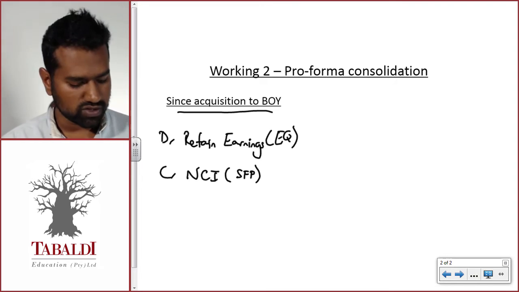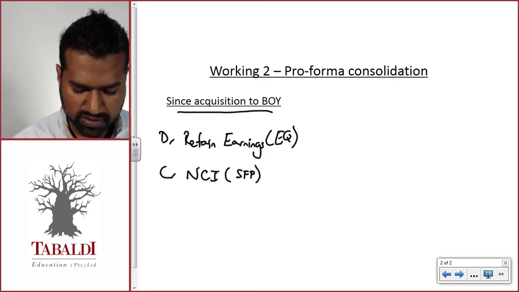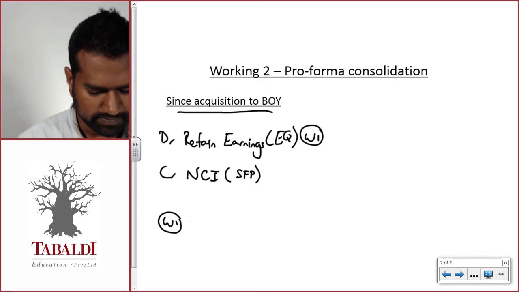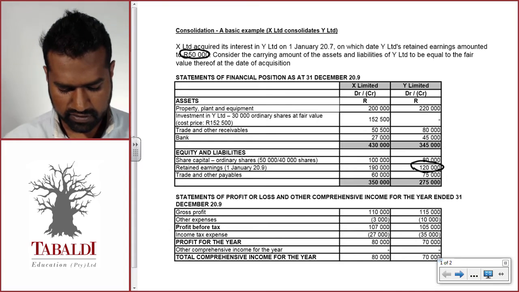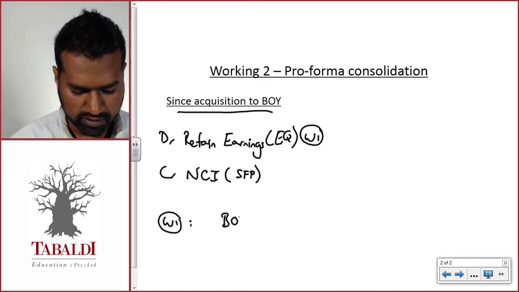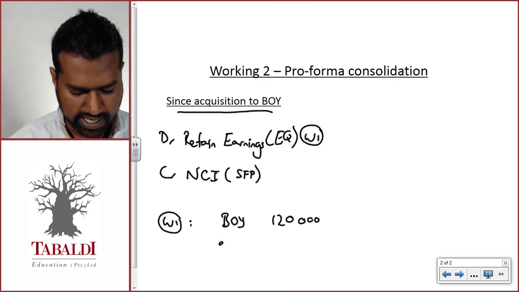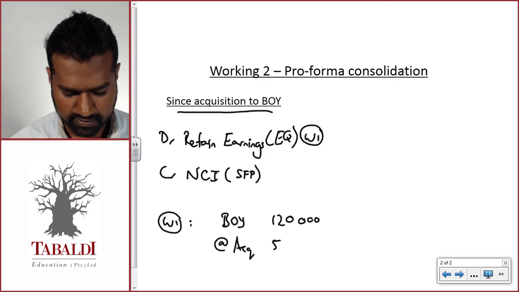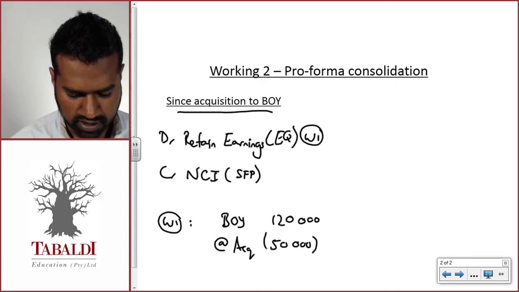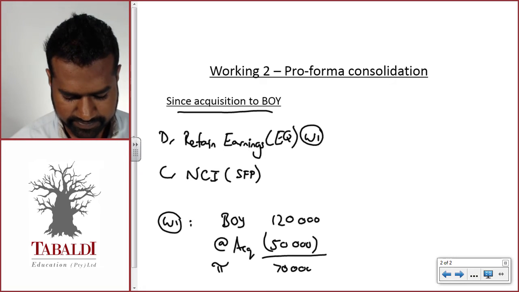Well, what about the amount? We said it's going to be the movement, so we're going to reference this as working 1. Under working 1, it's going to be the beginning of the year, which was 120,000, versus at acquisition being 50,000 Rand, giving you a profit of 70,000 Rand.